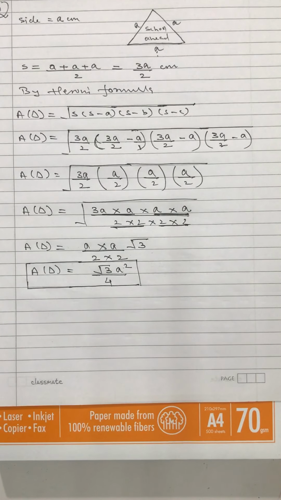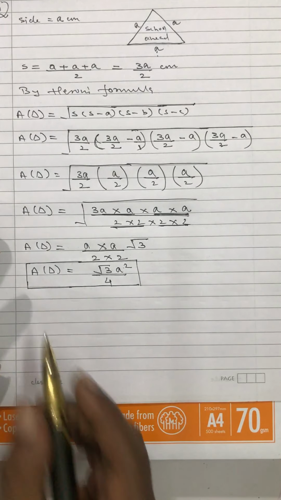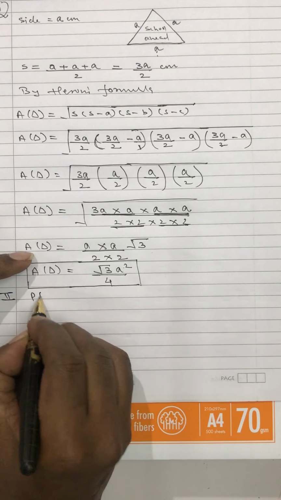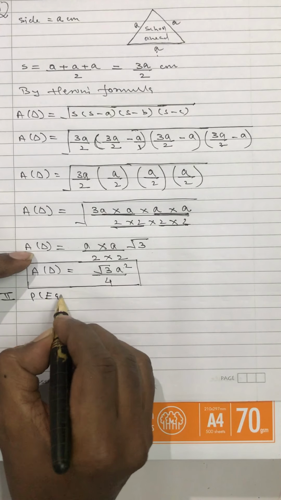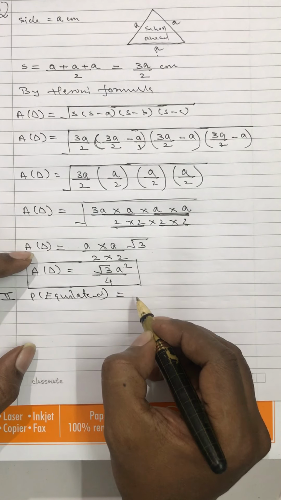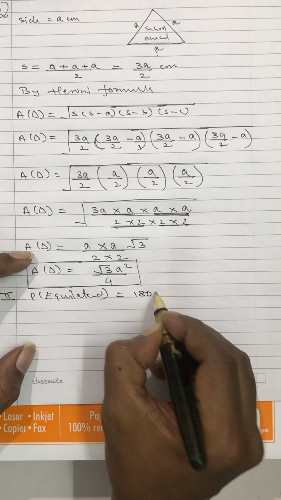Simple. Now what is the next part of the first question they are asking? First of all they asked to find the area of the signal board using Heron's formula. This is over. Now the second part they are asking: if its perimeter is 180 centimeter, what will be the area of the signal board? The perimeter of the equilateral triangle is told as 180 centimeter.